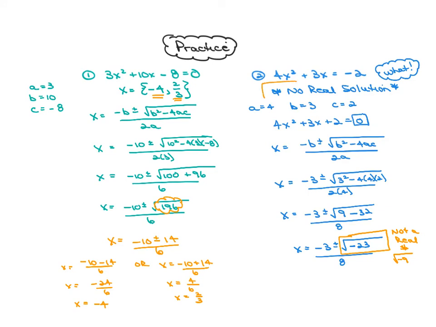So that's why we got up here and we said, hey, we were cruising along on our quadratic formula, but we hit a point where we were trying to take the square root of a negative number. No real number, so there's no real solution.